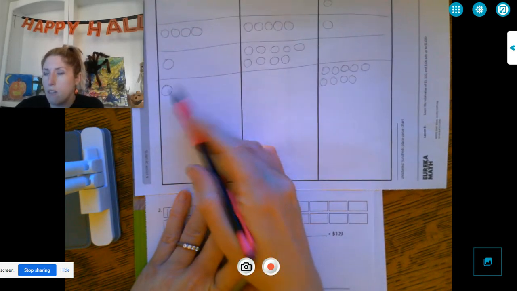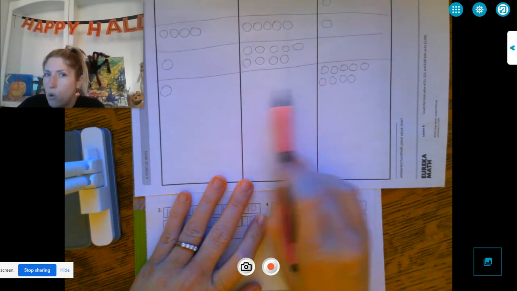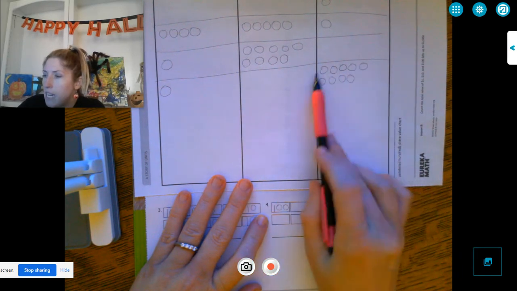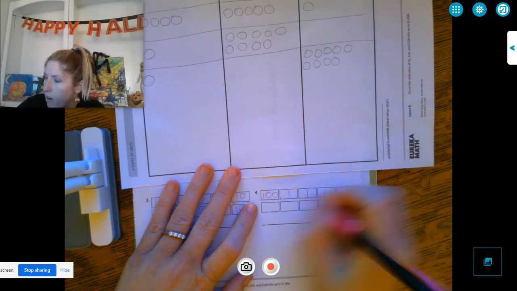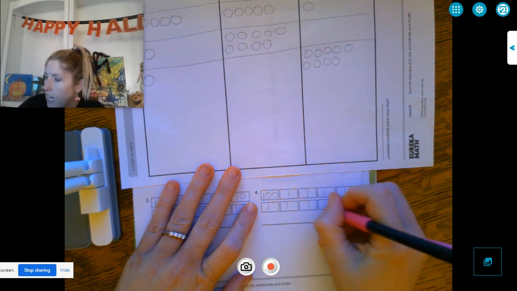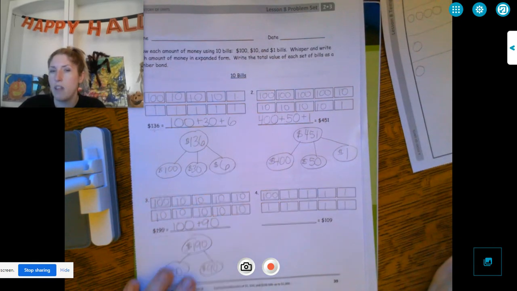So we have 1 in the hundreds place. We have a $100 bill, no $10 bills, and we need 9 $1 bills. So 1, 2, 3, 4, 5, 6, 7, 8, 9. All right, good job. Now let's write that in expanded form.